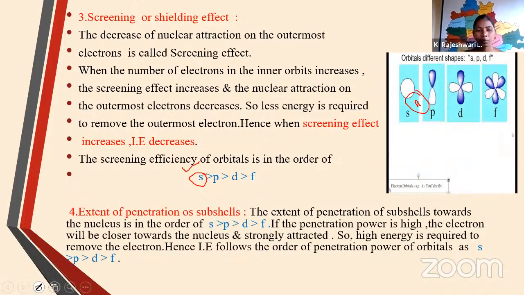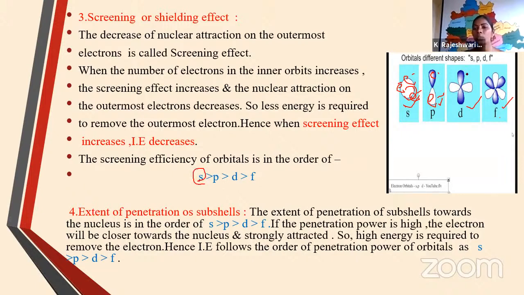See here. S orbital is having spherical shape and P orbital is having dumbbell shape. D orbital is having double dumbbell shape and F orbital is having no peculiar shape. So it is not familiar. See here, the electrons in the S are spherical. Because they are spherical, every electron will be present around the nucleus. But only 1 or 2 electrons may be present in the P. So S is having more screening effect than P, than D, than F.